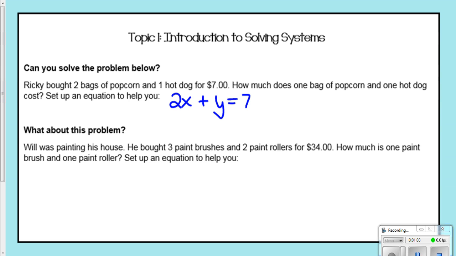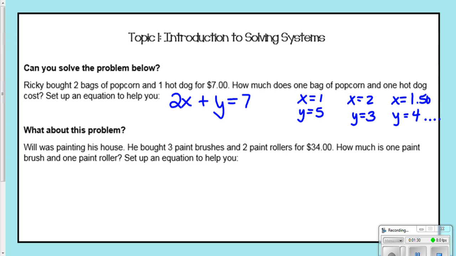For example, maybe a bag of popcorn costs $1, which means that the hot dog would then have to cost $5. Or maybe the bag of popcorn costs $2, which then means that the hot dog has to cost $3. Or maybe the bag of popcorn costs $1.50, which means that the hot dog then has to cost $4. There's a bajillion combinations of these, because there's no way to know what x and y equal.